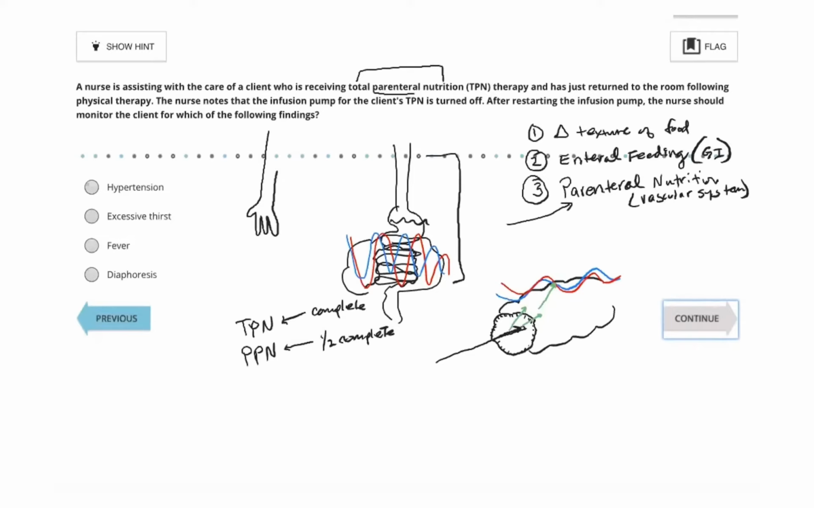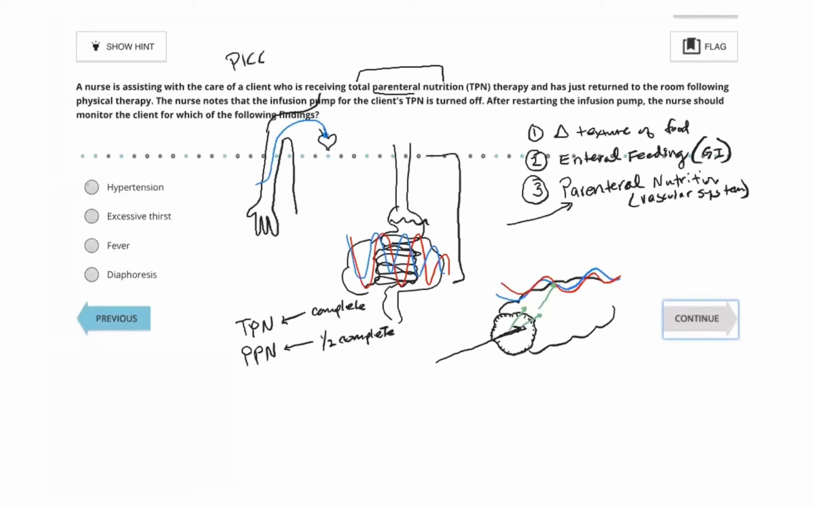I'm just gonna draw 4 fingers, okay? You understand that we have it like this. We have the heart right here. We have the superior vena cava. So when we give TPN or PPN, it's not a regular IV line. It's an IV line that goes all the way to the brachial vein, all the way to the superior vena cava, like this. So it drops the medication straight into the heart. And those types of lines are known as PICC lines.